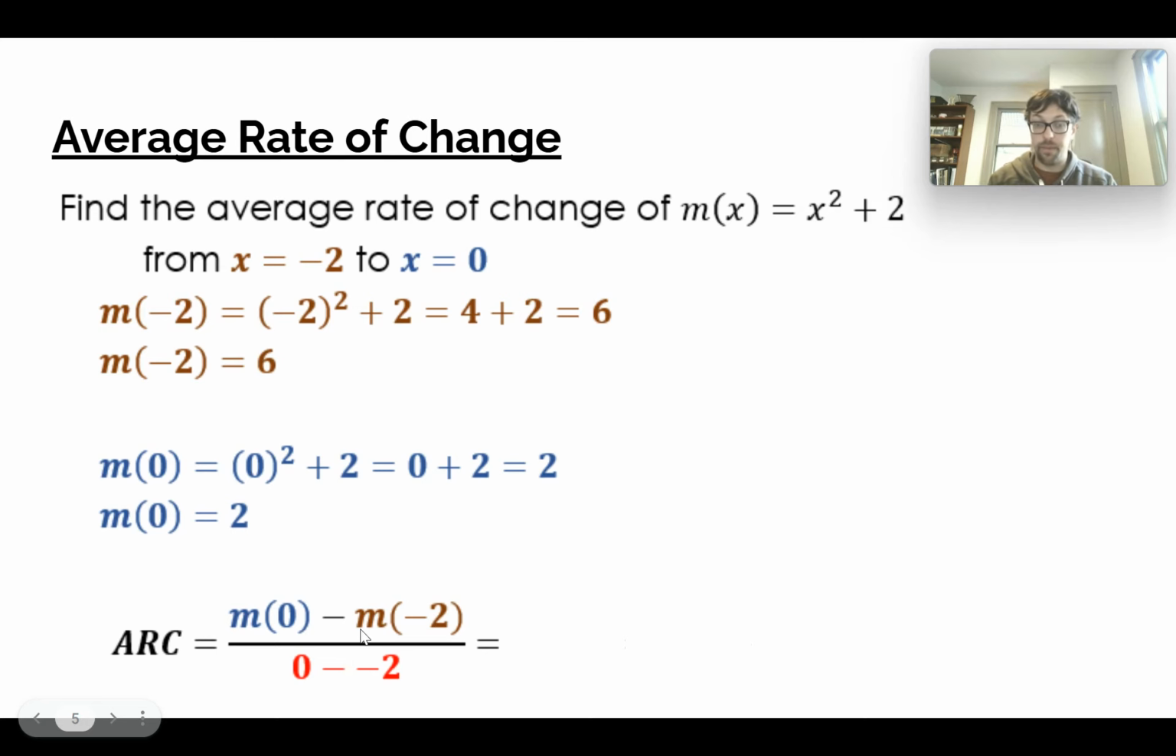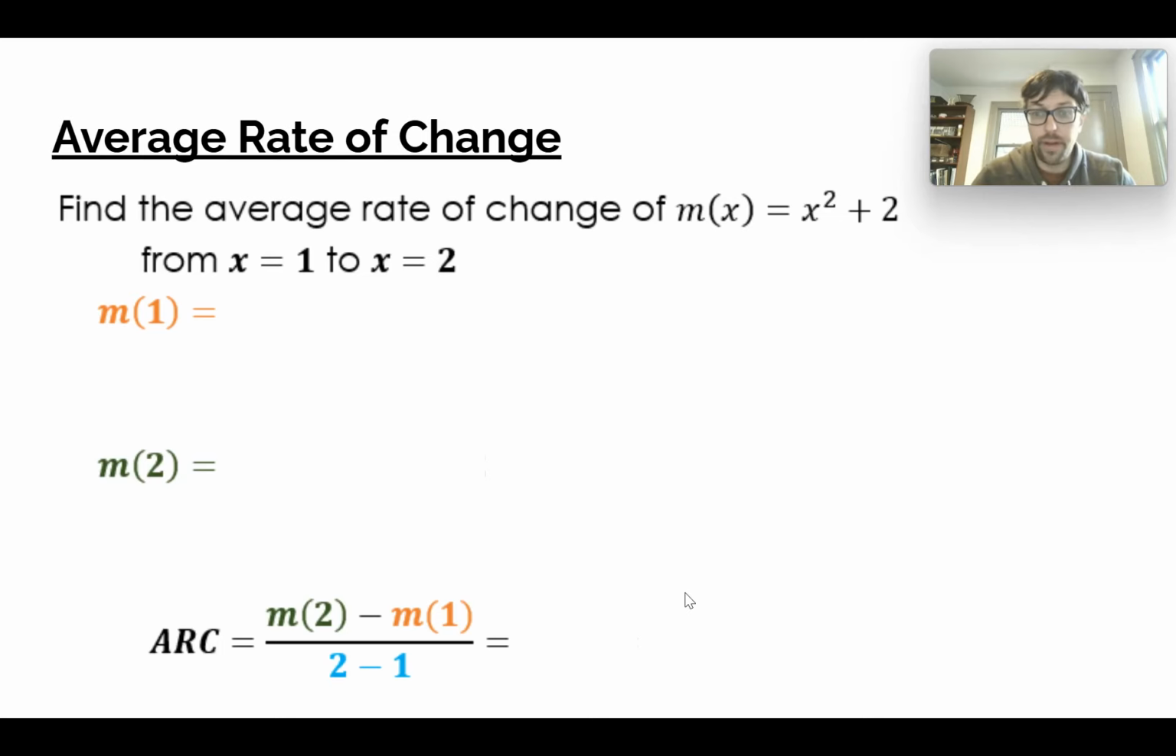Now we want to simplify this thing down. M of 0 was 2. M of -2 was 6. Our minus minus in the denominator became a plus. And we want to simplify this thing down. We get -4 over 2. So our average rate of change between -2 and 0 is -2. So that's roughly how this graph is changing between those 2 points.